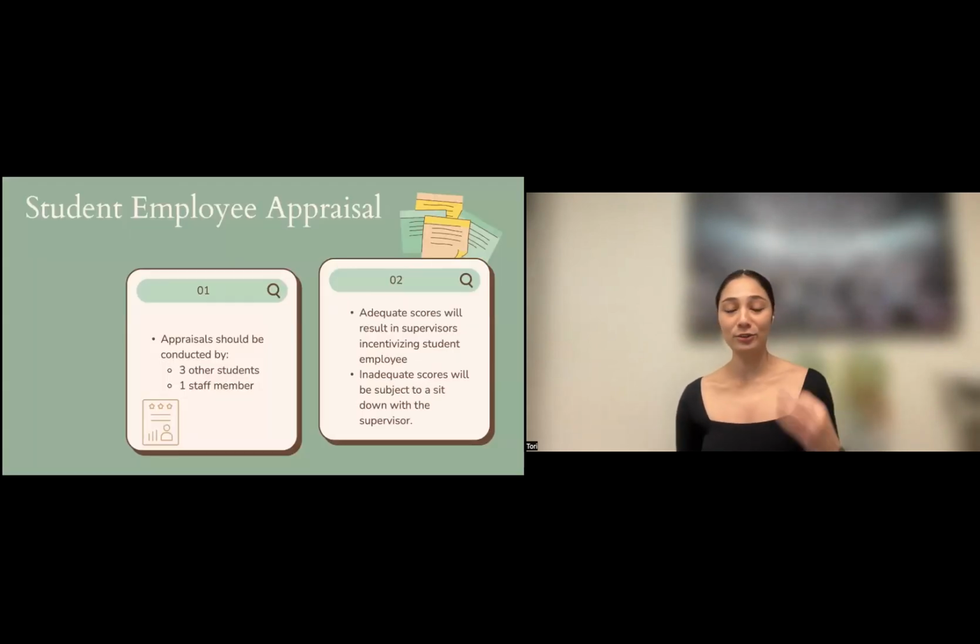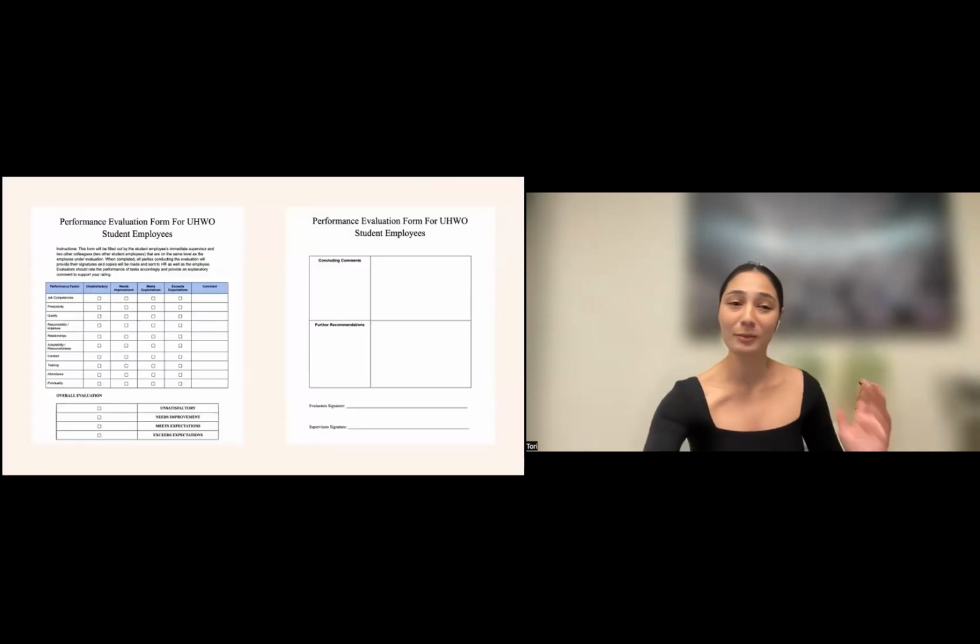Student employee appraisal. It can be done by 3 students and 1 staff member. Adequate scores will result in supervisors incentivizing the student employees. So, raises are kind of hard to come by because there's steps to it. We do work on a budget, but maybe stationaries. We all love stationaries in that office, just small incentives to get us engaged, to get us excited, to make us feel like we're doing a good job because we are. And then if it's an inadequate score, maybe you have to be subject to a sit down with the supervisor, and that's totally okay. You just have to sometimes reassess.